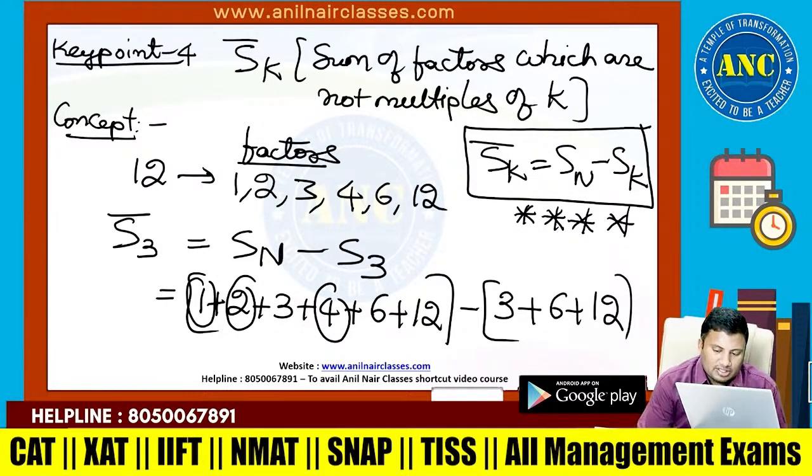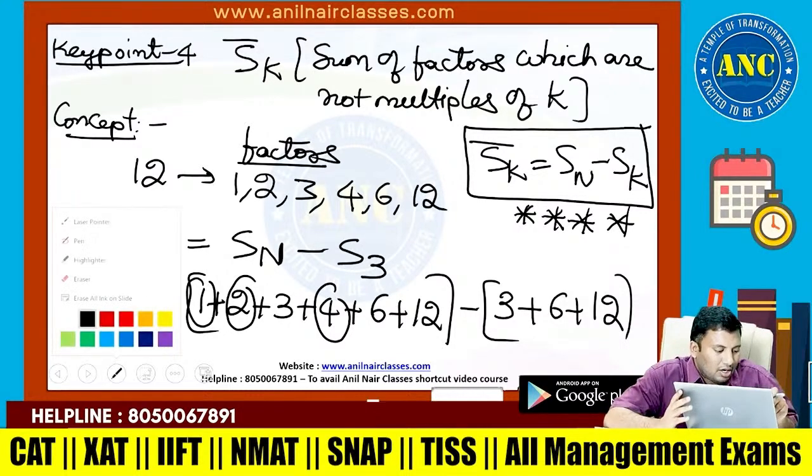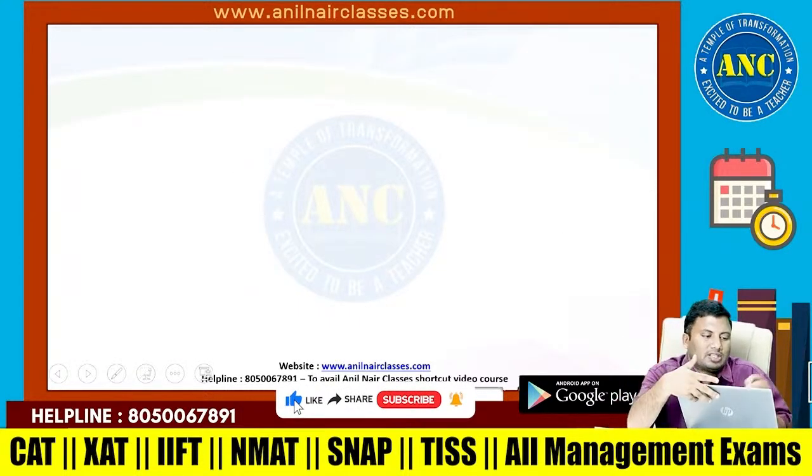S K bar is Sn minus Sk. Example. Please write down. Not means total minus multiples of K.